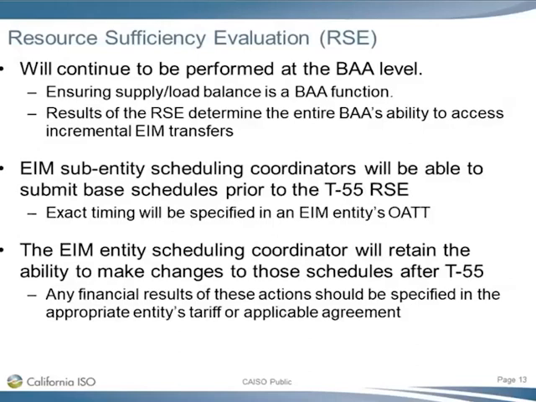So moving on to the resource sufficiency evaluation, we propose to continue to perform this at the balancing authority area level. Ensuring supply and load balance is a BAA function. Again, the results of the resource sufficiency evaluation can determine the entire BAA's ability to access incremental upward EIM transfers. The EIM subentity scheduling coordinators will be able to submit base schedules prior to the T55 RSE deadline. The exact timing of this should be specified in the EIM entity's OAT. After this, the EIM entity will retain the ability to make changes to those schedules prior to the final binding deadline, which right now is at T40 to the hour. Again, any financial results of these actions should be specified in the appropriate entity's tariff or applicable agreements.